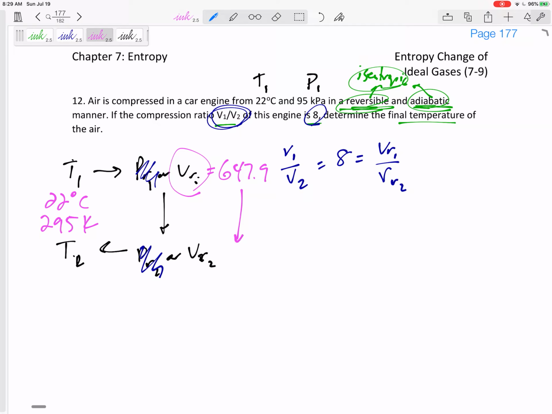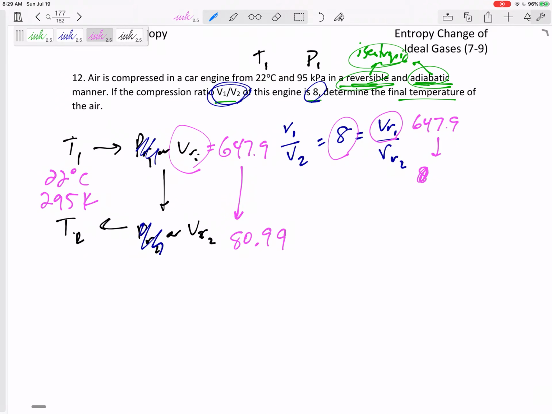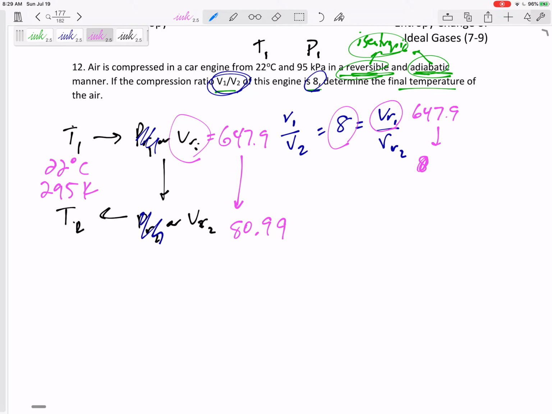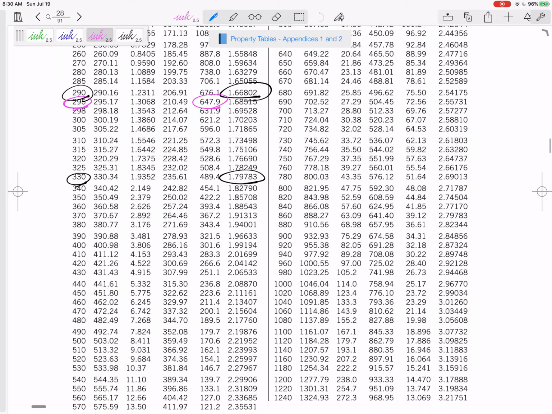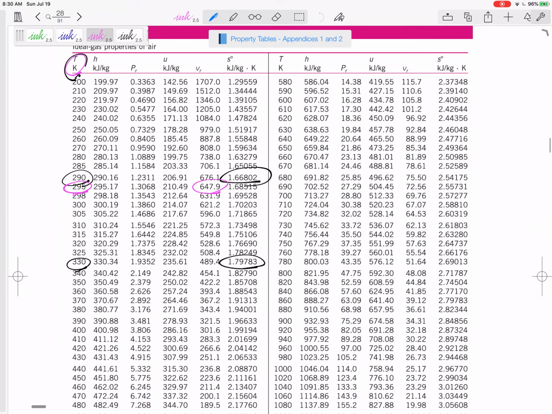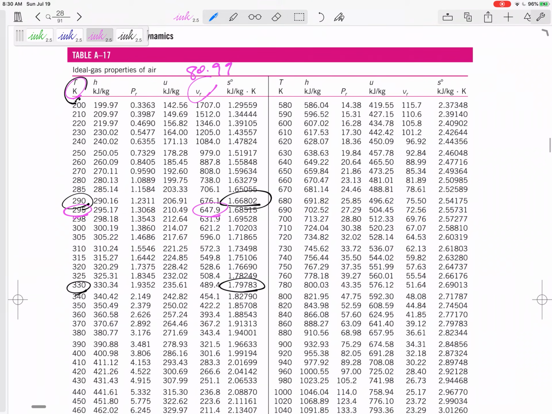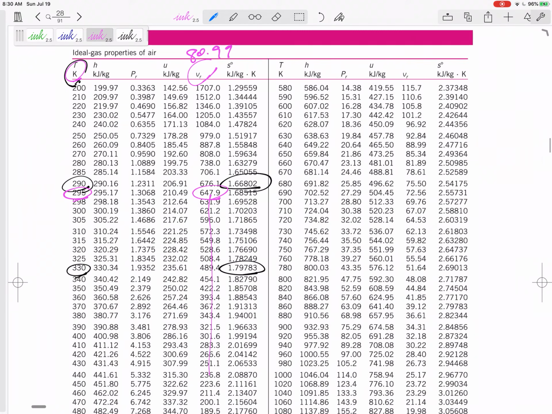All right, so if that's VR1, what is VR2? Well, V1 over V2 is 8, so if this is 647.9, then solving for it, VR2 is 80.99. So for a VR of 80.99, what is the temperature? Probably going to have to interpolate for this. Hopefully you all know that.